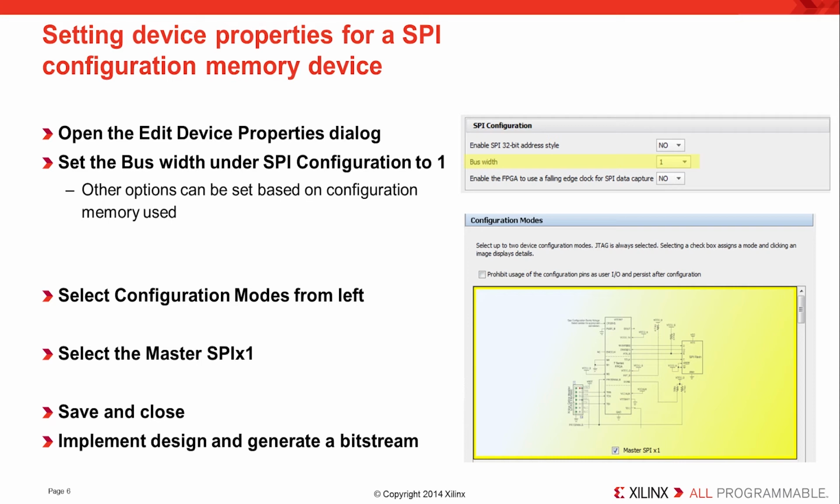In addition to setting the bus width, it is also required to set the configuration mode to the correct setting. Since we're using SPIx1, we'll select the setting of Master SPIx1 from the Configuration Mode selection in the left pane of the dialog. Now we can save and close and run implementation and bitstream generation.